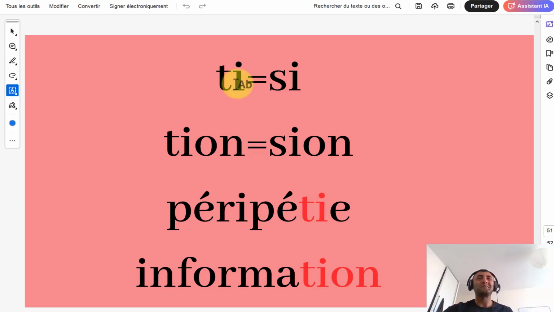All right, continue. When you see ti, tion, we're gonna read that like si, and tion like sion. It's not shen, it's not information, it is information. All right, péripétie, like that, péripétie, et information.